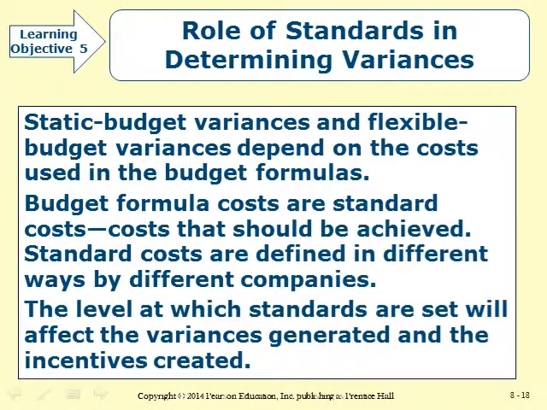However, other companies use a definition based on currently attainable standards, levels of performance that managers can achieve by realistic levels of effort, including allowances for normal defectives, spoilage, waste, and non-productive time. Depending on what is considered a realistic level of effort and what are normal allowances, currently attainable standards can range from easily attainable to extremely difficult to attain. The level at which standards are set will affect the variances generated and the incentives created.